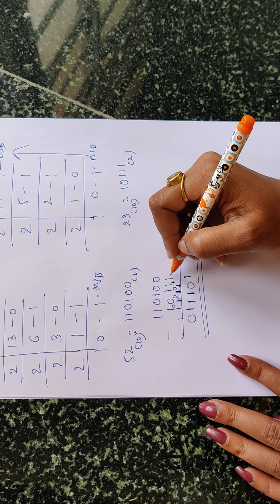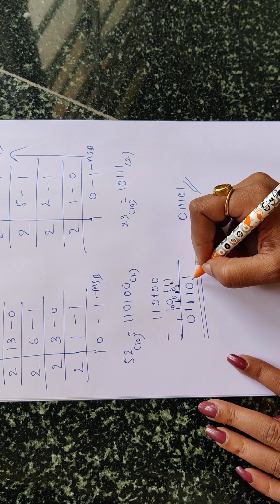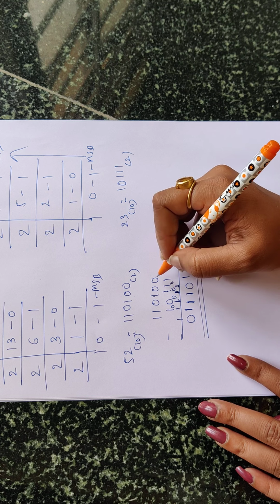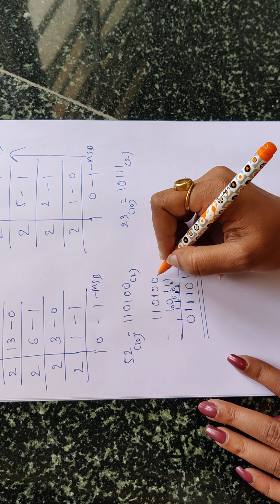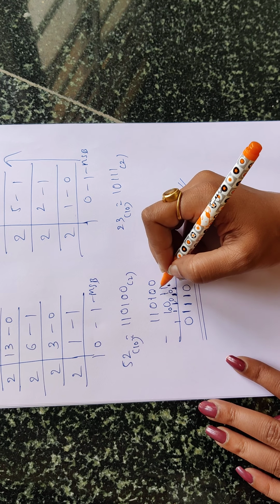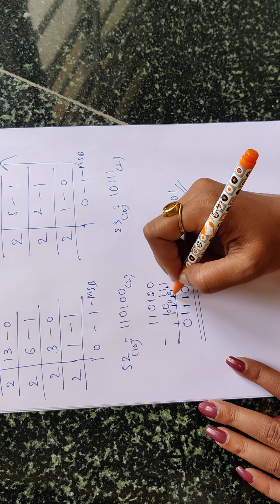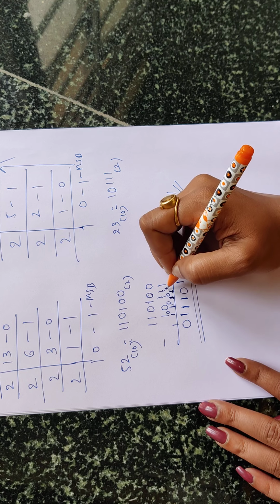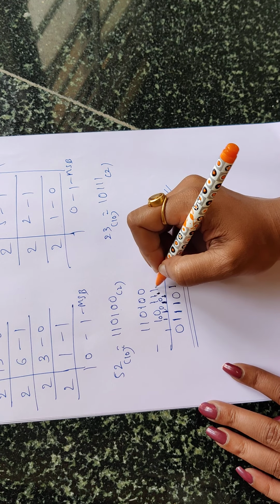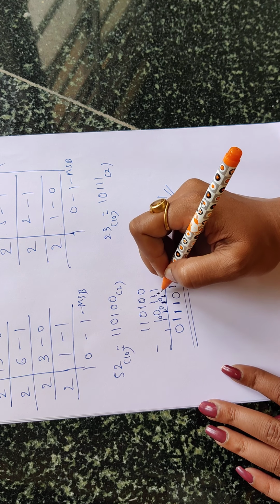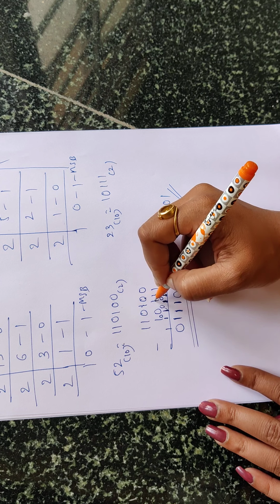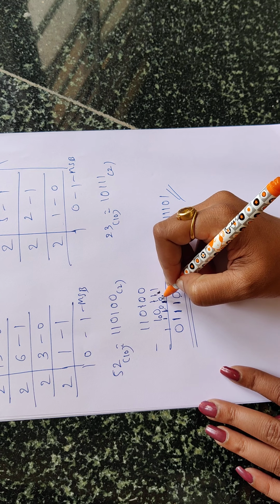0 minus 1, it is not possible to directly subtract, so we'll take one borrow from here. Done. So when you are subtracting 1 from 0, your borrow is 1, difference is 1. Now coming to here, 0 minus 1, again it is not possible, so I am taking 1 borrow here, and this is my difference. So here earlier one borrow is there which we had taken for this calculation. So this one and this one, 1 minus 1 is 0. Done.